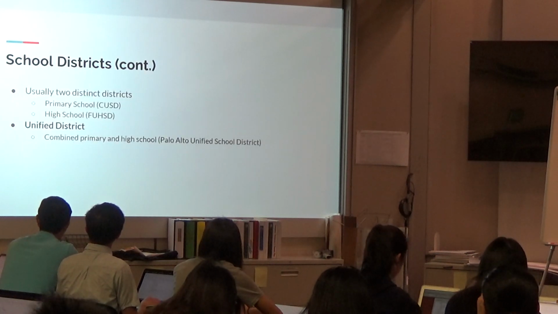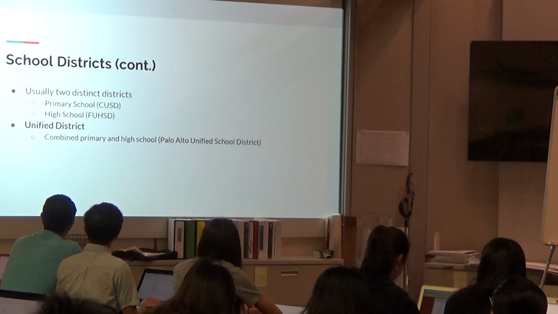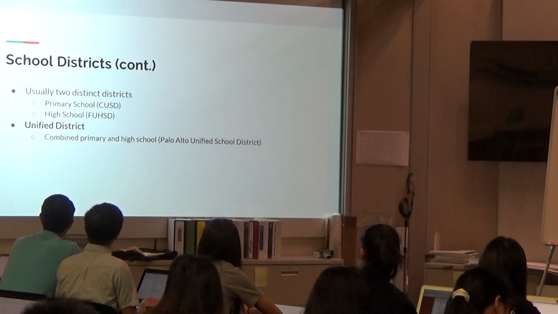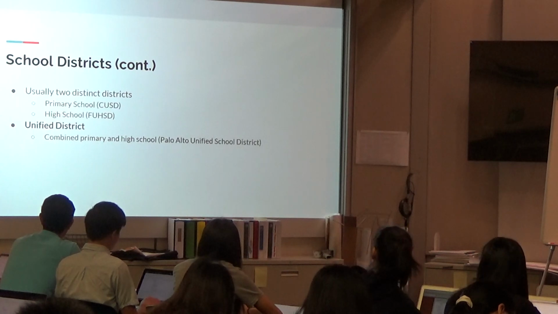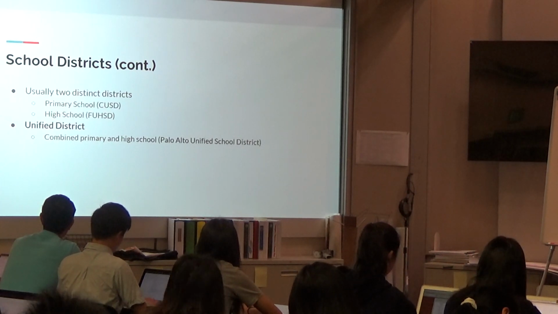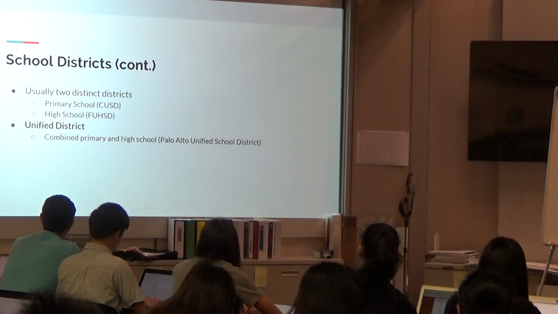So usually, going through public schooling, you will go through two different school districts. One during primary school, one during high school. For example, K through 8, you might go through the Cupertino Union School District, CUSD. But then once you go into high school, you might change. That would be like the Fremont Union High School District.